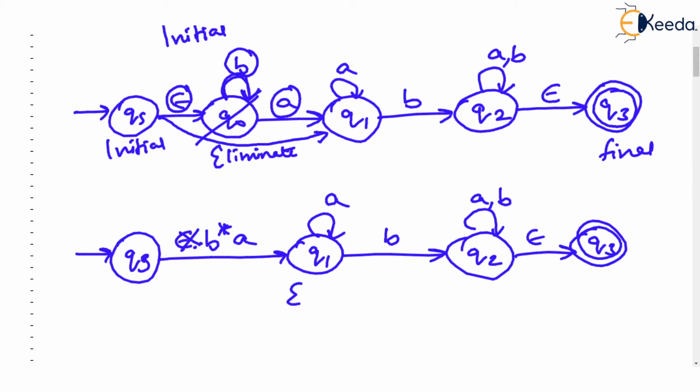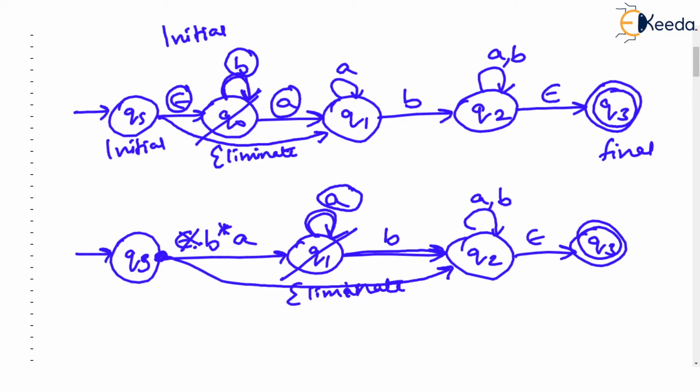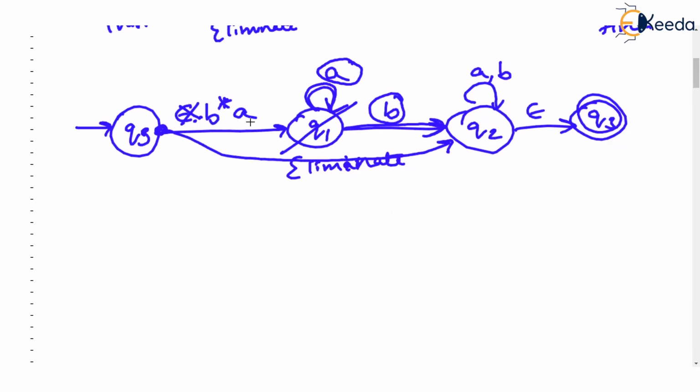Now let's try to eliminate Q1. If you eliminate Q1, you will have to go from QS to Q2. This is the path via Q1. But then what is the regular expression coming in the way? This is clearly A star. This is A repeated, A star, followed by B. I hope you are understanding. A star followed by B. And we already have B star A.